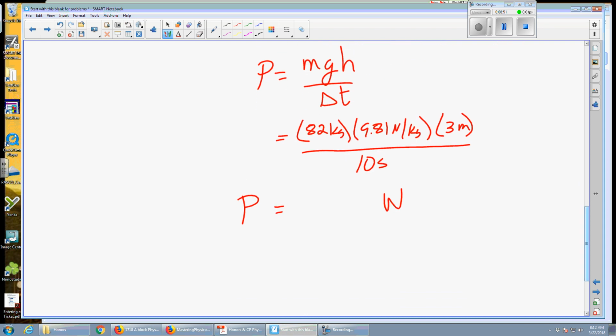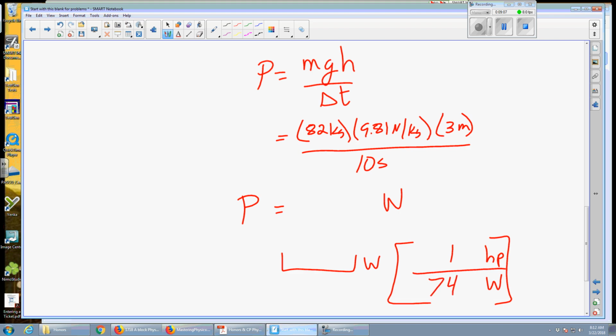And then you can take whatever answer you have in watts, multiply it by a clever number 1, which would be horsepower per watt, which I think is 1 horsepower to 746 watts.